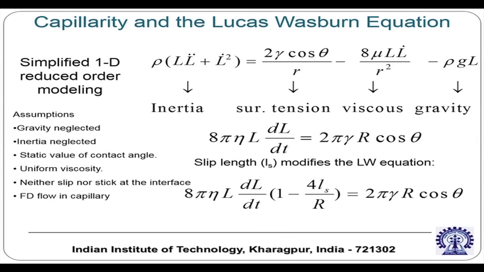So, this particular formula is of course for small Ls by R, but even if Ls is large, you can keep this in the denominator: instead of 1 minus 4 Ls by R in the numerator, you have 1 plus 4 Ls by R in the denominator, that much you can do. But the question is, how will you get Ls? To get Ls, one has to effectively do molecular dynamics simulations. I will not get into the molecular dynamics simulations today, but I will show you some results from that which can be used to calculate the slip length.